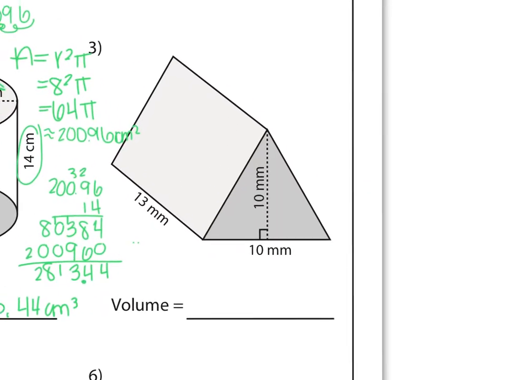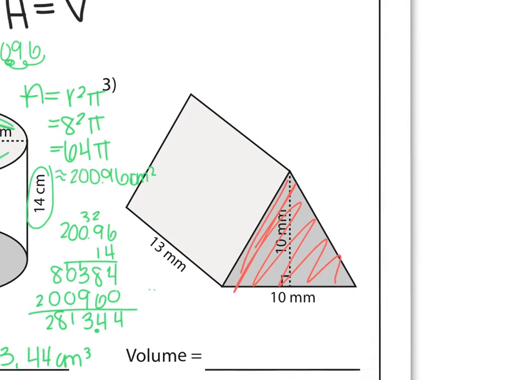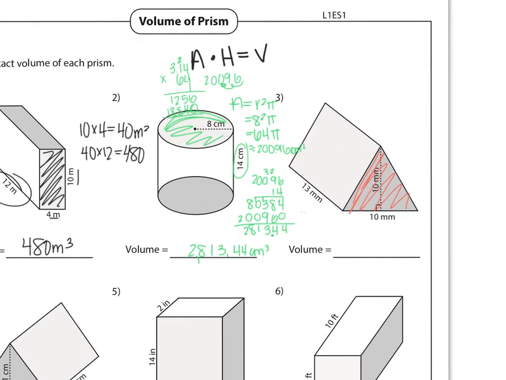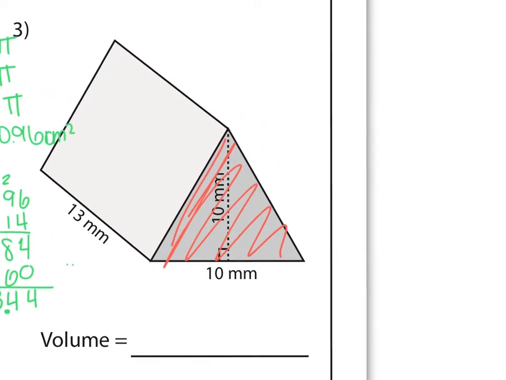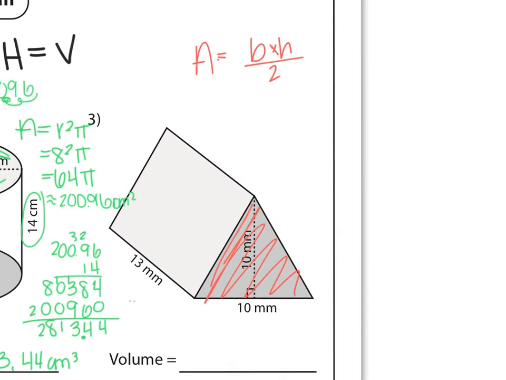If we're looking at the triangular prism, I first have to find the area of my base, which is this. If you can identify a very clear shape, that is probably the area you want to find. I can clearly identify the triangle, and I know the area of a triangle is base times height all divided by 2. So my base is 10 and my height is 10. So it's going to be 10 times 10 divided by 2, which is 100 divided by 2, which is 50. So that means my area is going to be 50 millimeters squared.